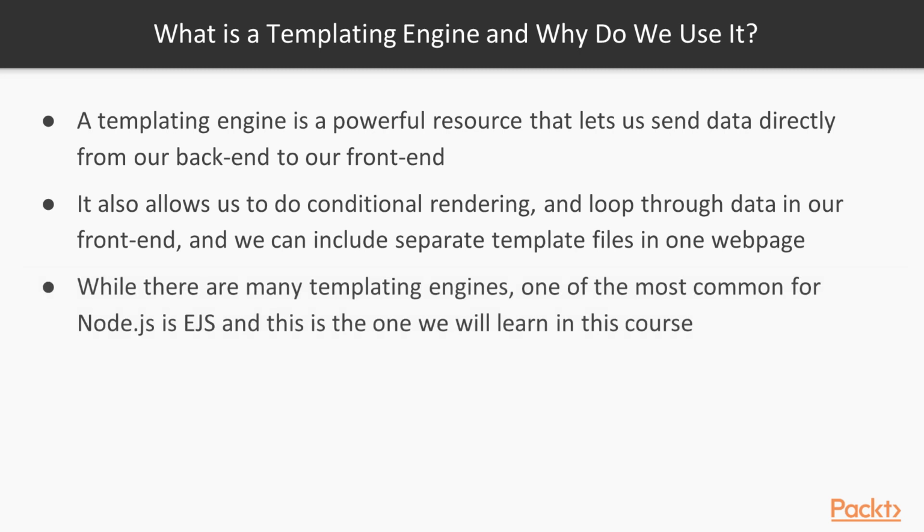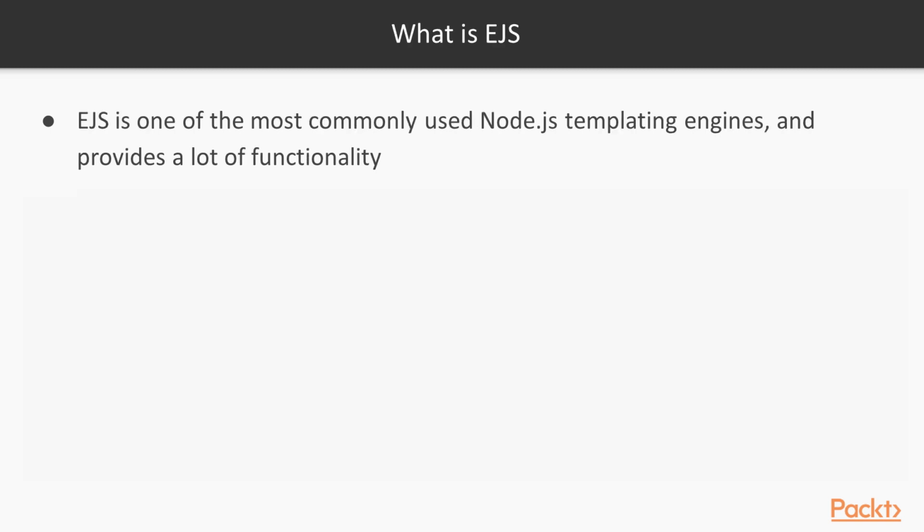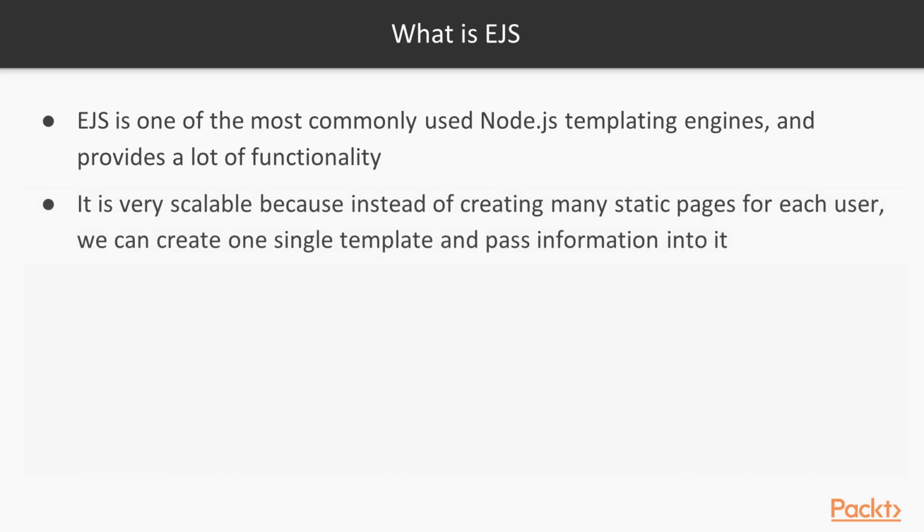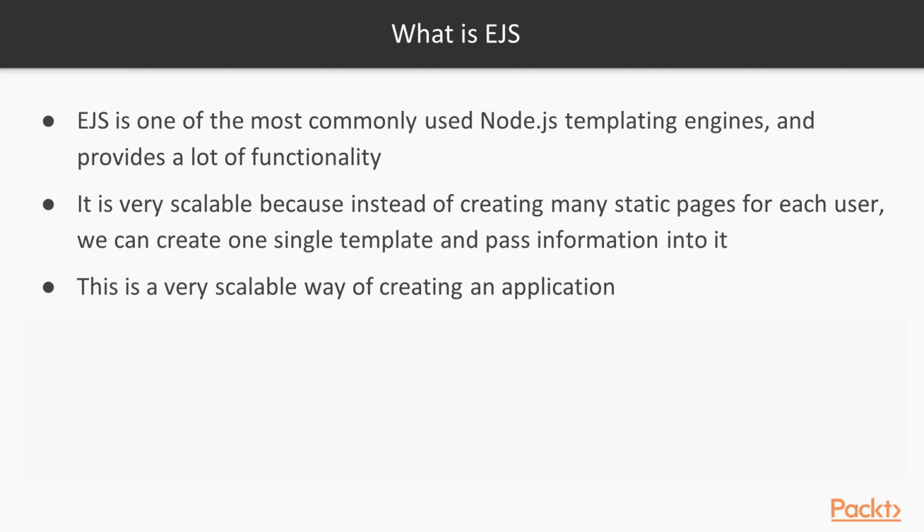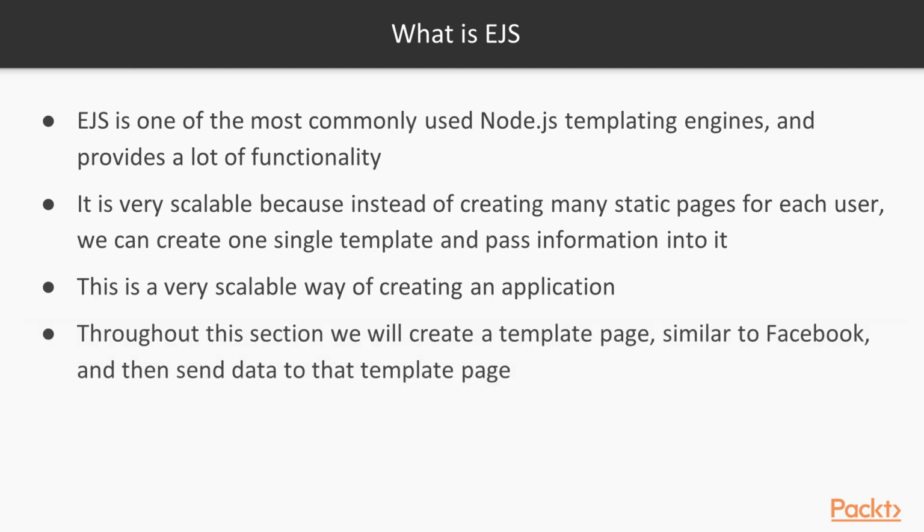While there are many templating engines, one of the most common for Node.js is Ejs, and this is the one we will learn in this course. What is Ejs? Ejs is one of the most commonly used Node.js templating engines, and provides a lot of functionality. It is very scalable because instead of creating many static pages for each user, we can create one single template and pass information into it. This is a very scalable way of creating an application. Throughout this section, we will create a template page similar to Facebook and then send data to that template page.